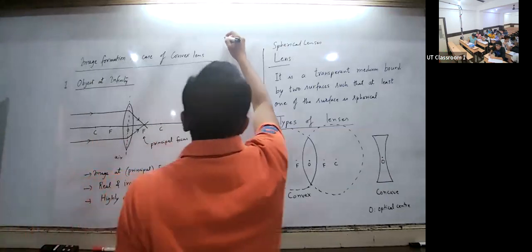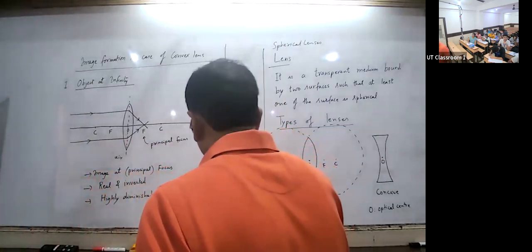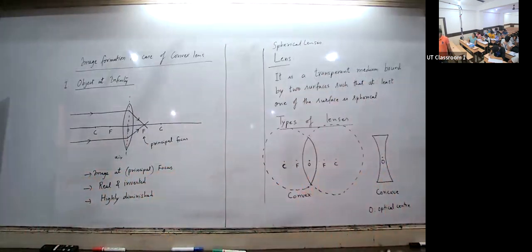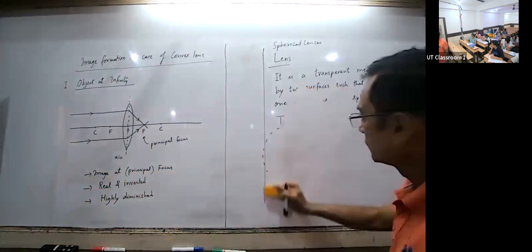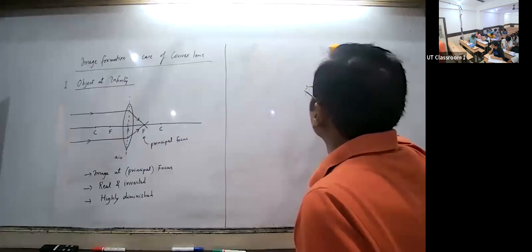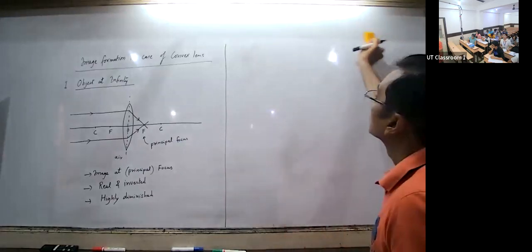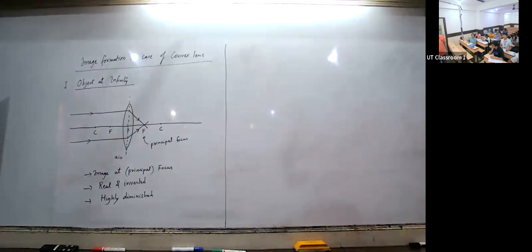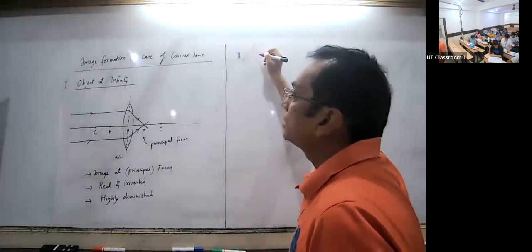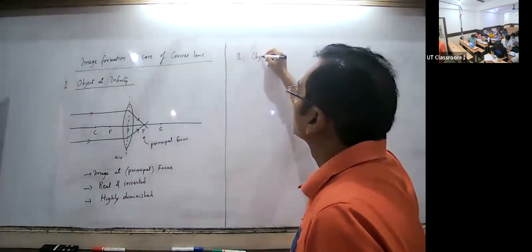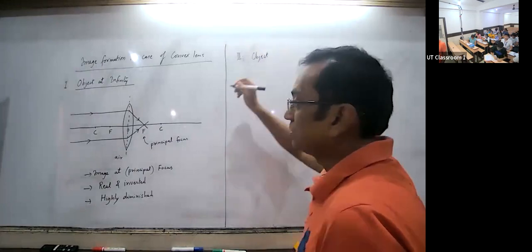Okay. So image is highly diminished. Can I erase this side? Yes, no, yes. Yes. So now it will be very smooth. So next parts now. Second is object at beyond.